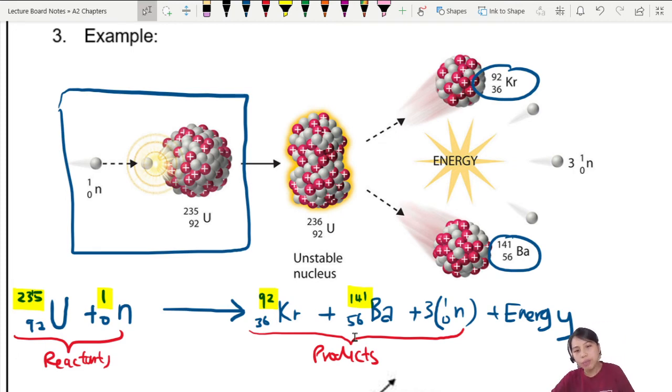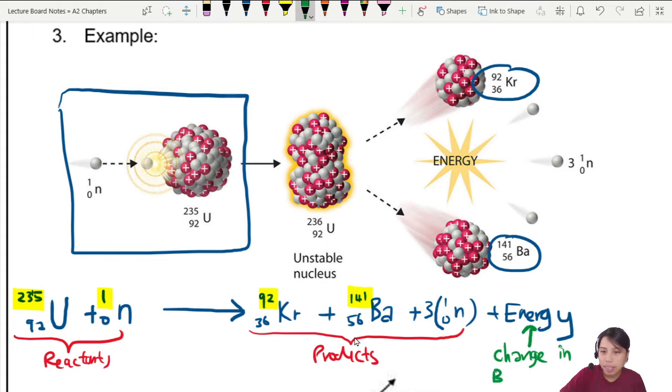Now, how do we know if this is energetically possible? Can we simply split it? Yeah, there's a way to check, but we have to talk about the energy language. So we know that this energy here is going to be the change in binding energy. A little bit more on that. Hang on a second. So change in binding energy.